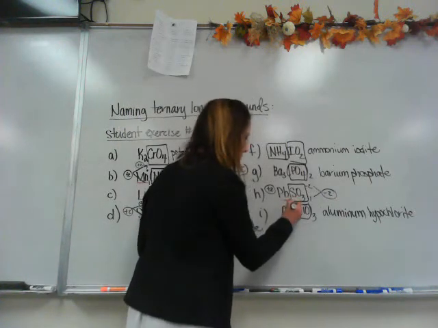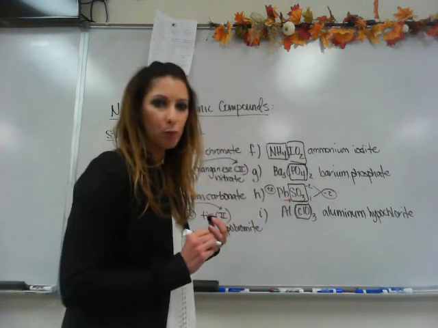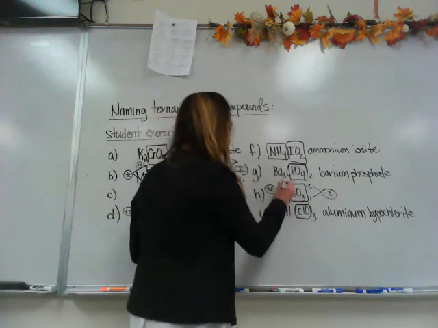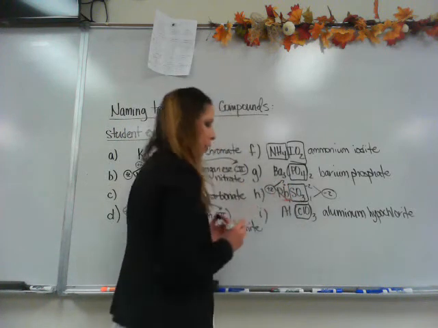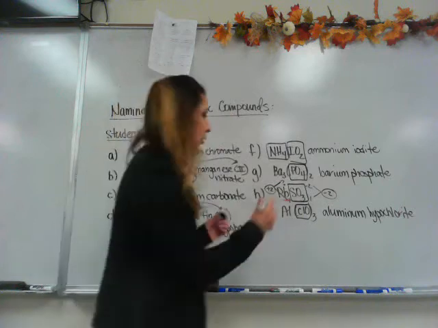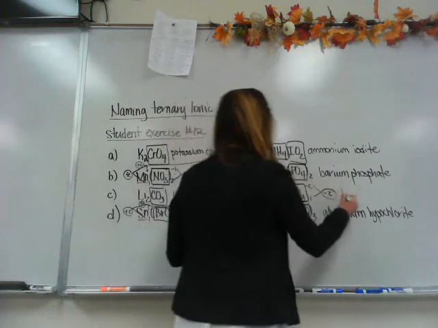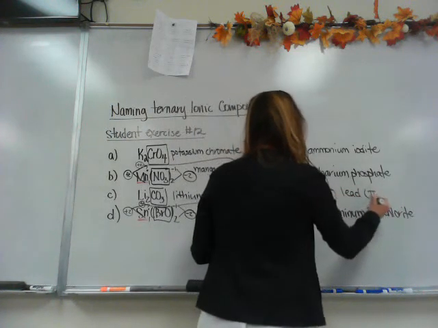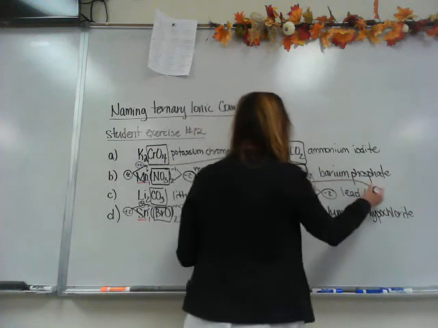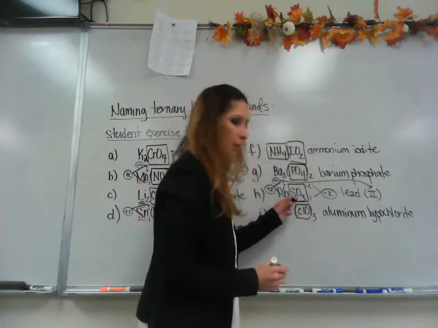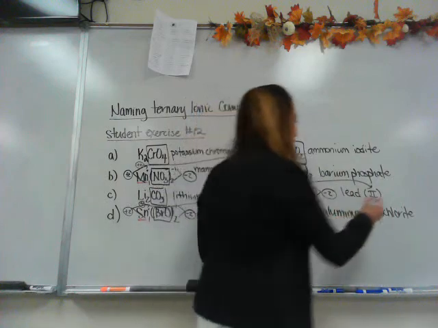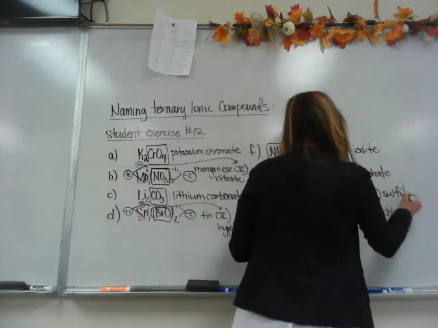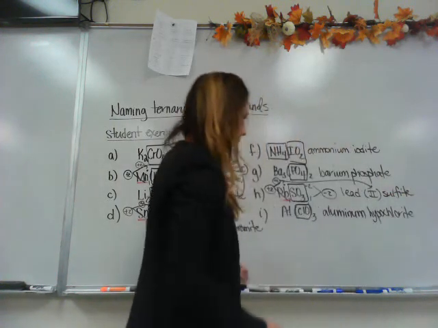No subscript is written on the lead, so that means I only have one of them. 1 times what charge on the lead would give me a +2? Well, it would have to be a 2. So the charge on the lead is a 2. So this is lead, Roman numeral 2, because of the charge on it. And you want to name SO3. This is sulfite. And you're done.